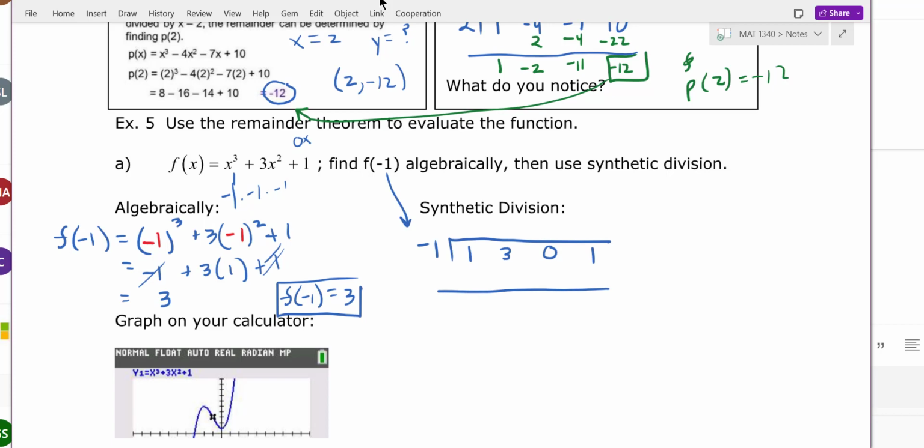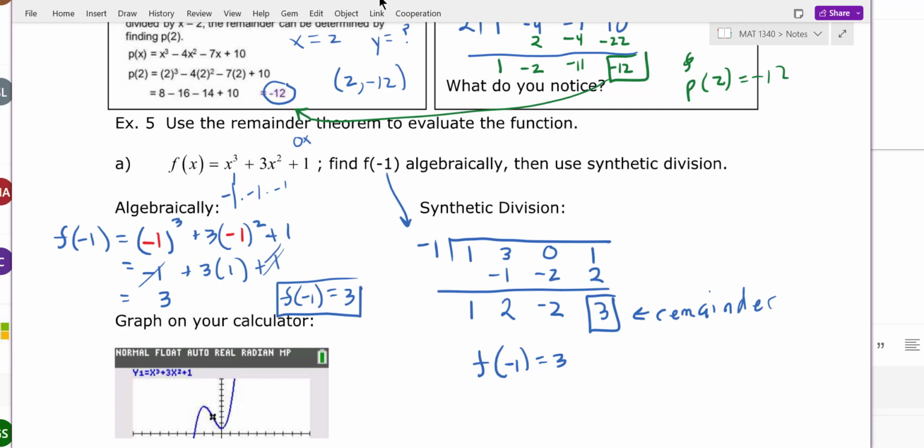Okay, then we'll go down, do synthetic. Bring that down, multiply. That'll be negative 1. Add the column, that's 2, multiply, that's -2, add the column, multiply, that would be 2, and then finally add that column to get 3. And that remainder right there is going to give you that function value then. Okay, so we conclude that f of -1 is equal to 3 by using the remainder theorem.